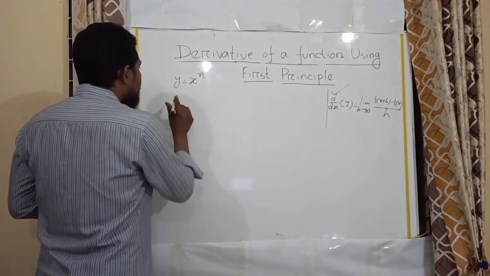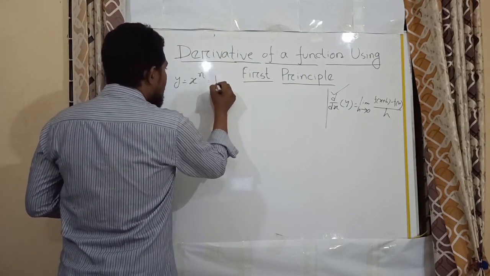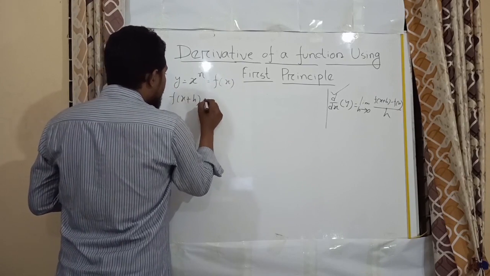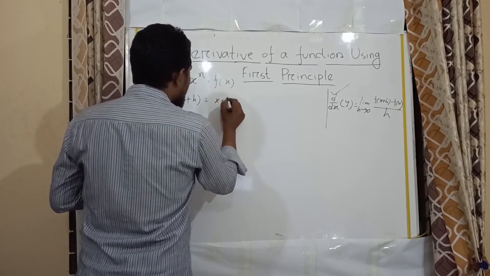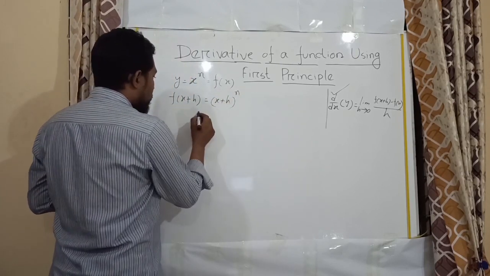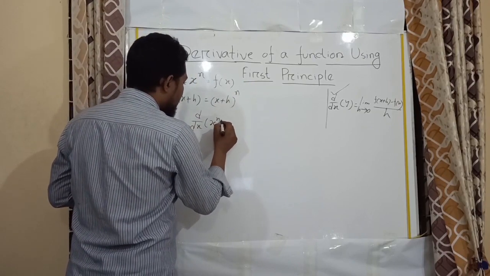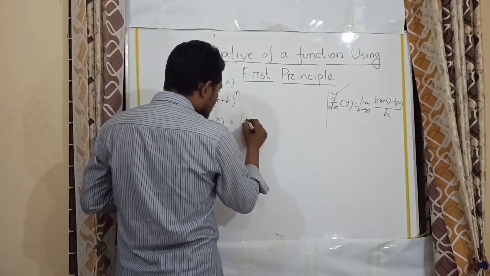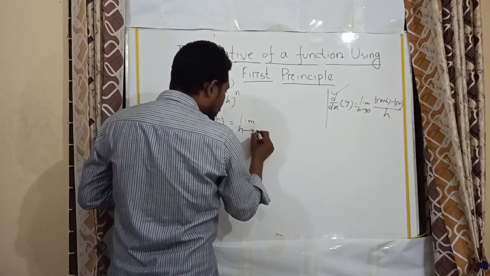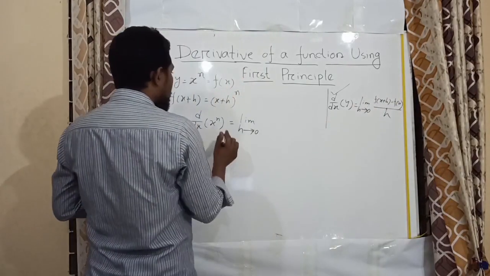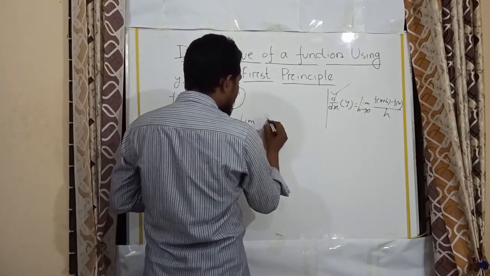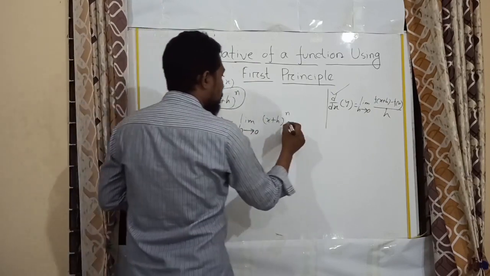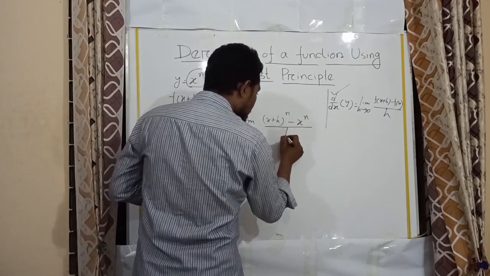Here y equal to x to the power n is expressed in x, that's why it will be f of x. By an increment of h, it can be written as x plus h whole to the power n. So our formula was d/dx of x to the power n. It is very easy math. So here limit h tends to 0, and I am writing x plus h whole to the power n minus our function x to the power n, divided by h.